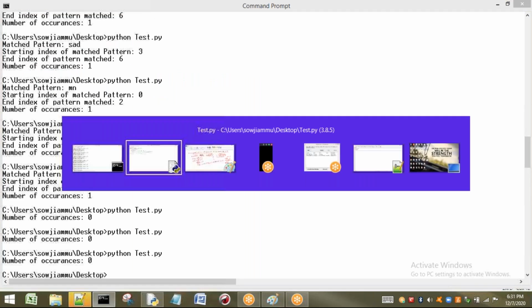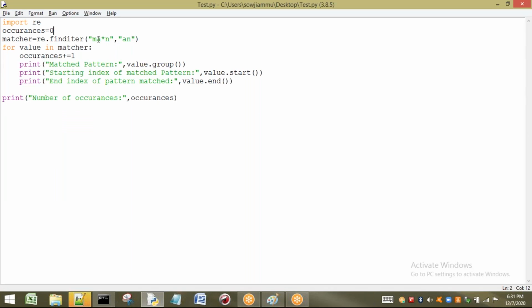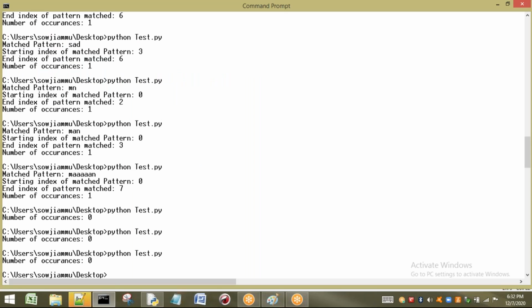See, 0 occurrences. The meaning of this one is what? You may think that, sir, one A is there and one M is there, and one N is there. So what about M? M should be compulsory. A can be any number, but M should be at least one. M should be one, and N should be one, and in between A should be any number. Okay, that is the meaning of this star.